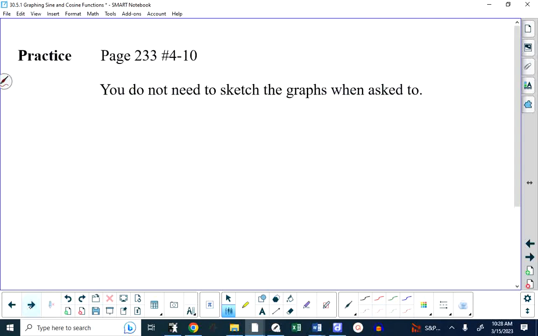So on page 233, numbers 4 through 10, you do not need to sketch them. A lot of these questions are just what's the amplitude, what's the period. I don't even care if you write down your answers.